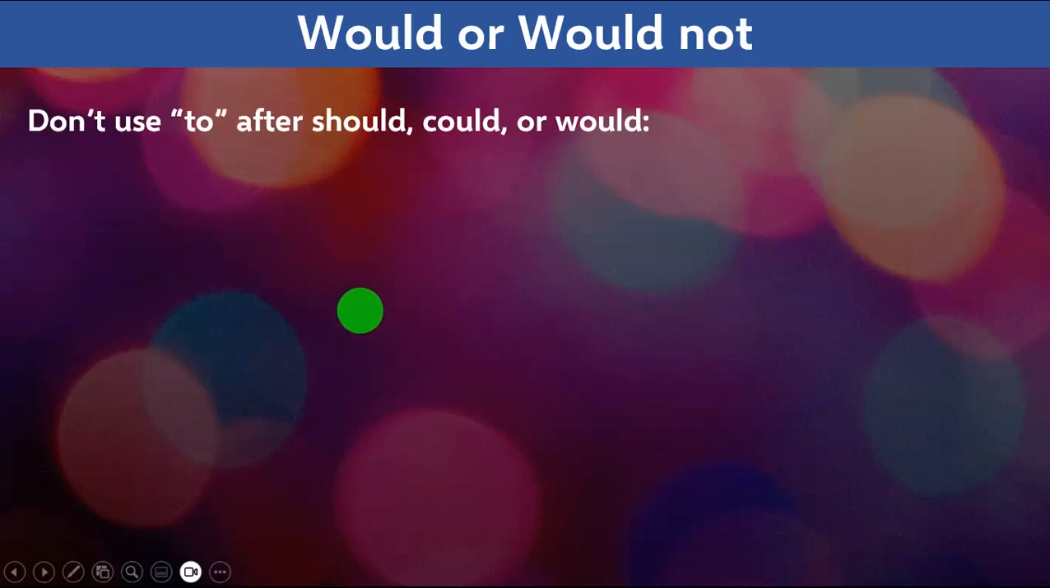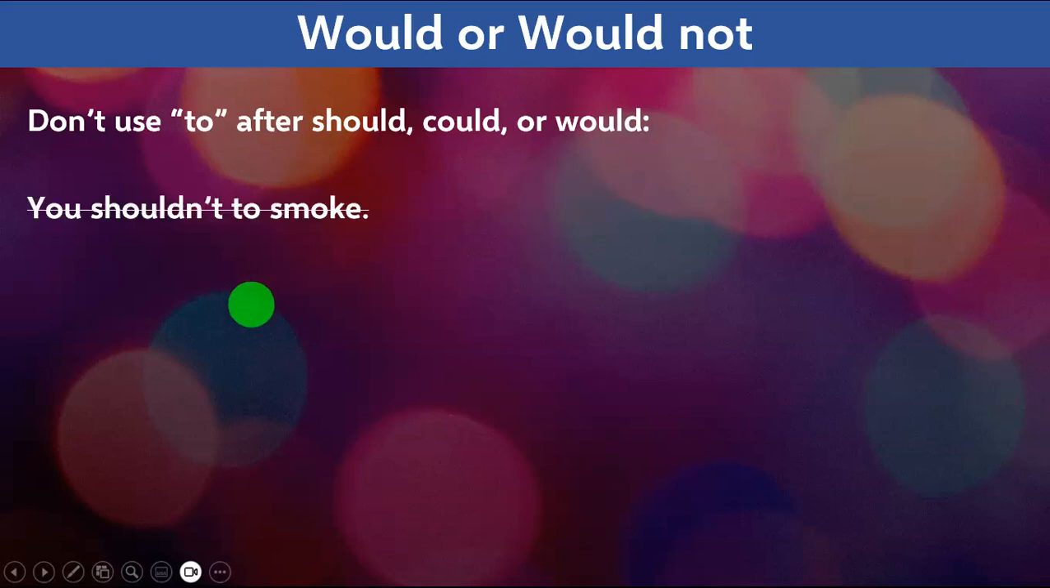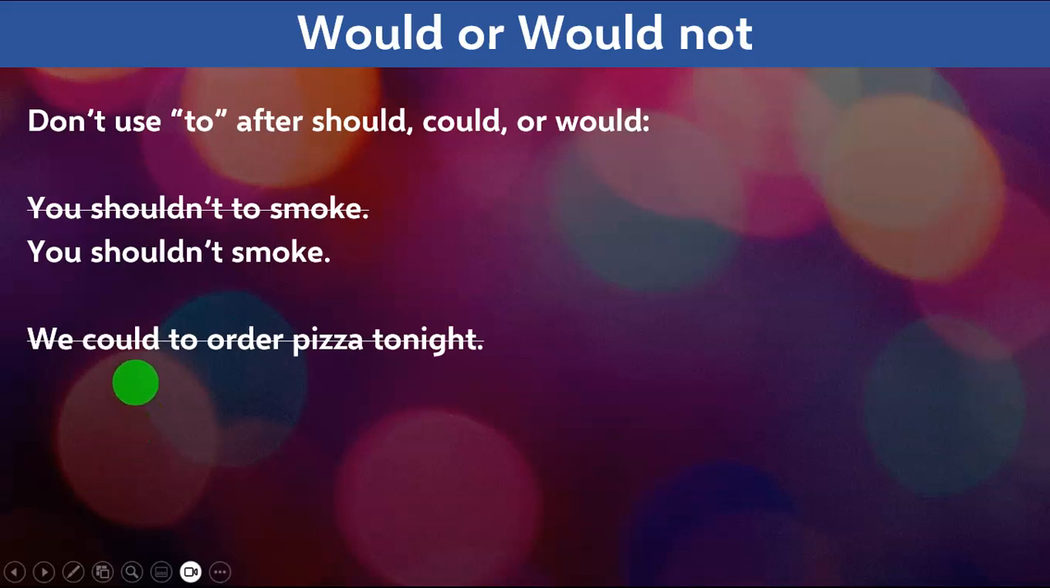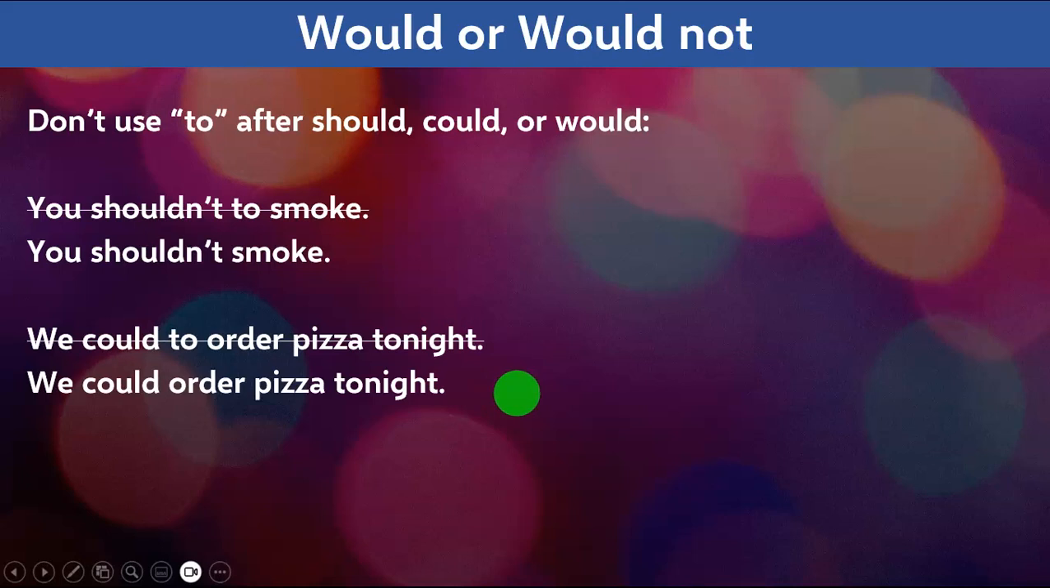So friends, here is the last one. Don't use to after should, could or would. Right? This is something I've covered in my other video also, which I've talked about. This is a wrong sentence. You shouldn't to smoke. The correct is you shouldn't smoke. That's a wrong sentence. We could to order pizza tonight. Correct one. We could order pizza tonight.